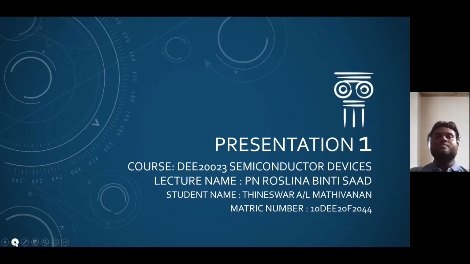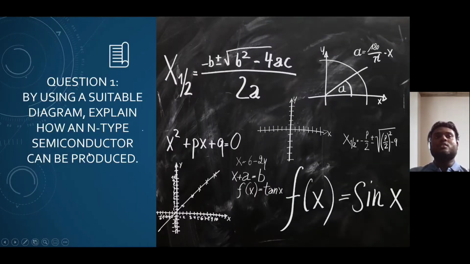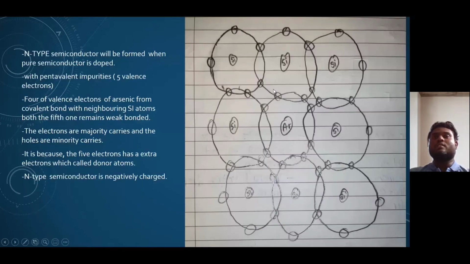So now I'm going to start to present question 1. Question 1 is: by using a suitable diagram, explain how an n-type semiconductor can be produced. The diagram shows arsenic and silicon. Now, here are the points about the n-type semiconductor and how it is formed. I'm going to explain it.